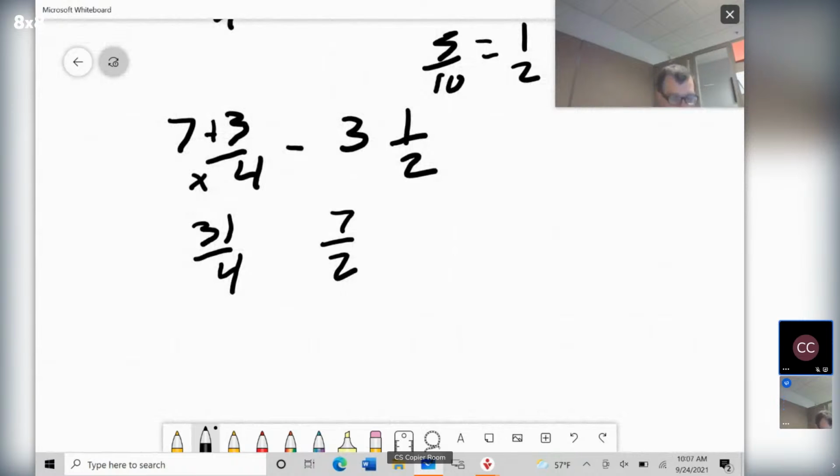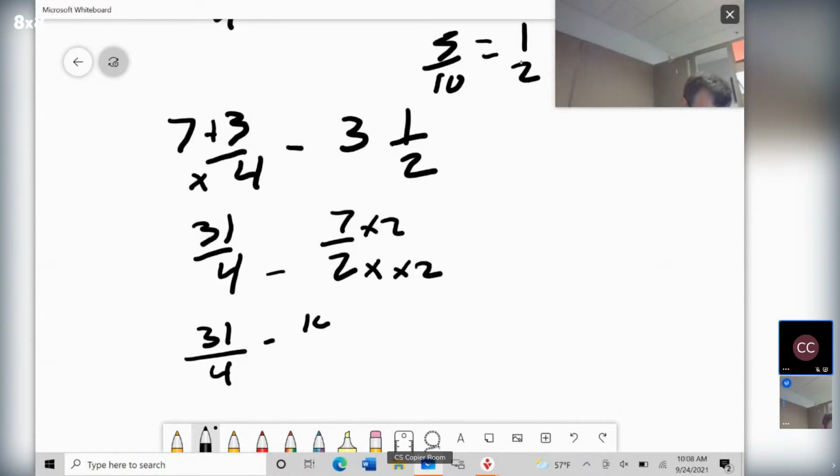So we have 31/4 and 7/2. And we know our common denominator is going to be 4, because 2 goes into 4 2 times. So we're just going to put these over 4. That one's going to stay the same. And this one, we have to multiply 2 times 2 to get to the 4, so we multiply the top. So that's going to be 14. And this one would be 17 over 4. Okay, so that might be the answer.